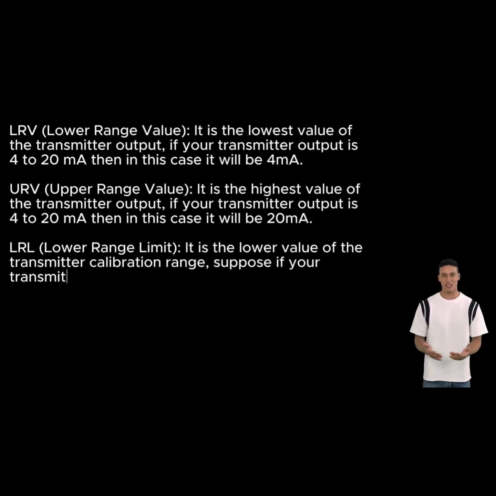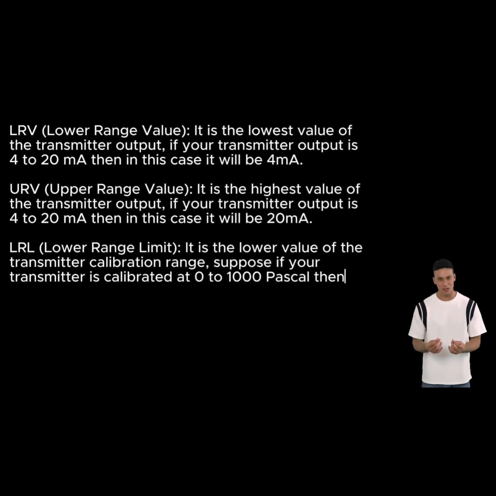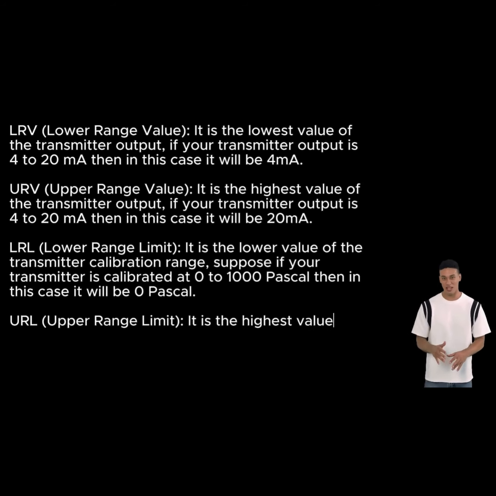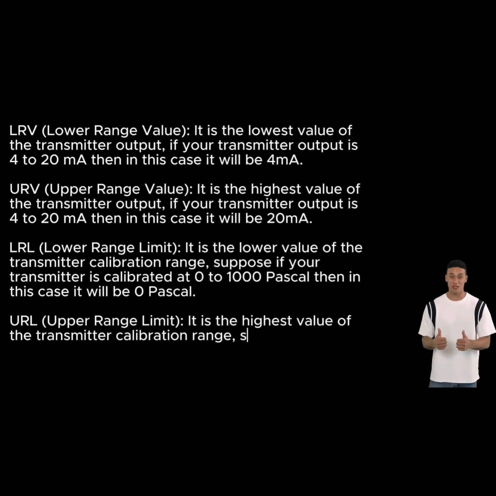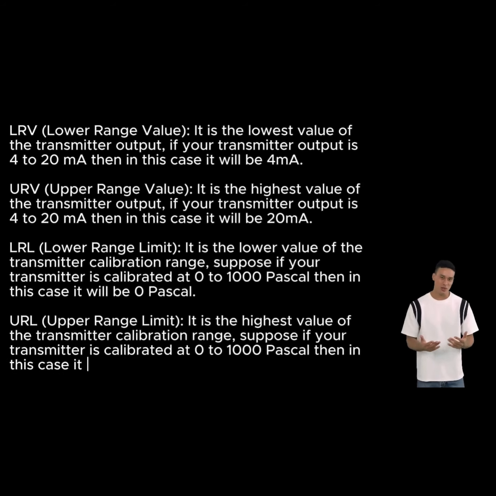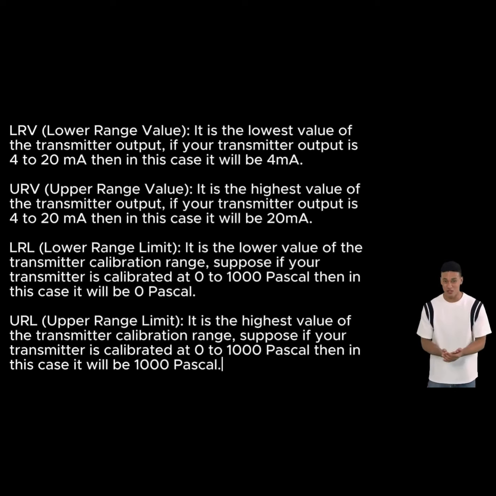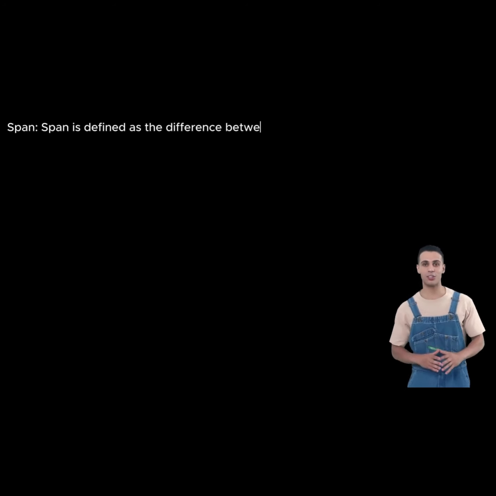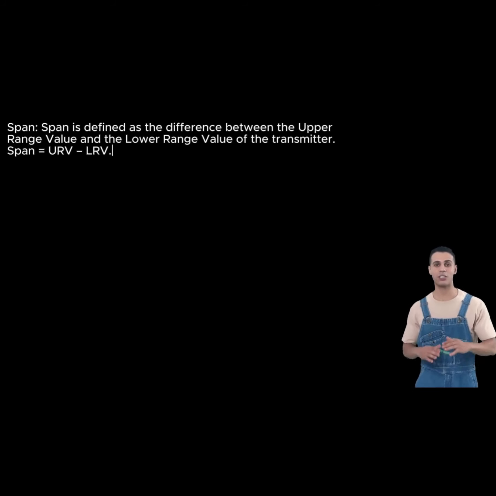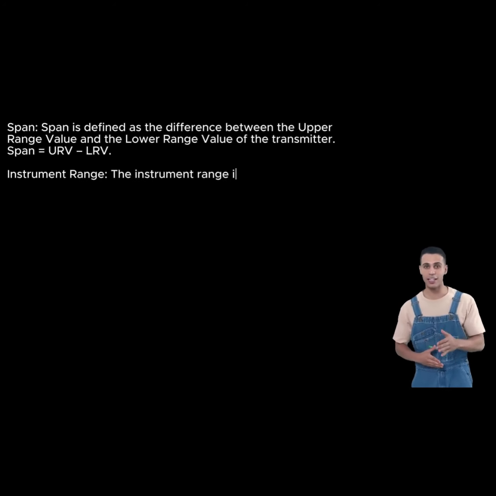LRL, lower range limit. It is the lowest value of the transmitter calibration range. Suppose your transmitter is calibrated at 0 to 1000 Pascal, then in this case it will be 0 Pascal. URL, upper range limit. It is the highest value of the transmitter calibration range. Suppose your transmitter is calibrated at 0 to 1000 Pascal, then in this case it will be 1000 Pascal. Span. Span is defined as the difference between the upper range value and the lower range value of the transmitter. Span equals URV minus LRV.